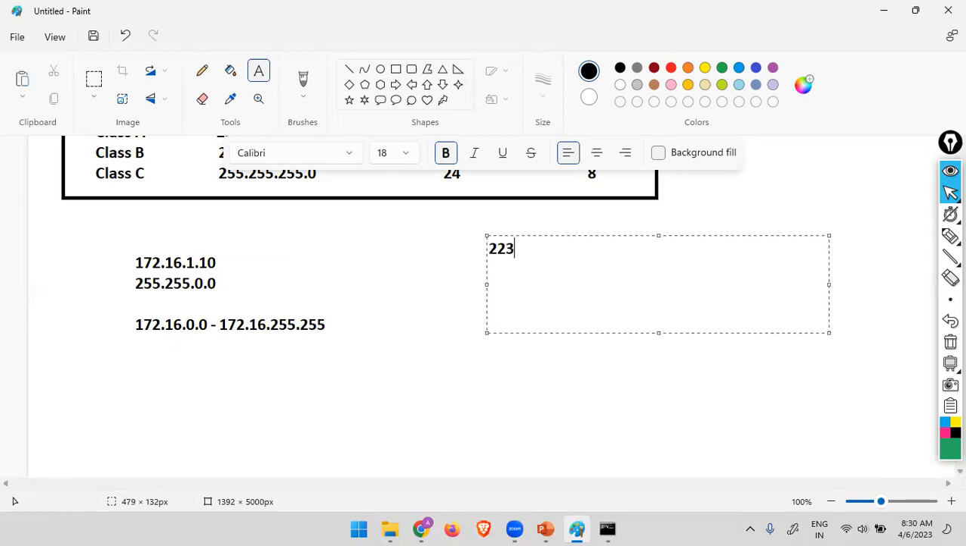Let's say 223.0.0.1. Class C. 223, right? So the default subnet mask is 255.255.255.0. Correct. IP range 223.0.0.0 till 223.0.0.255. Correct. This thing is clear. That means your classful subnetting is done.